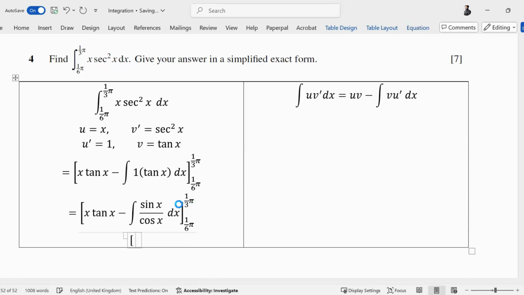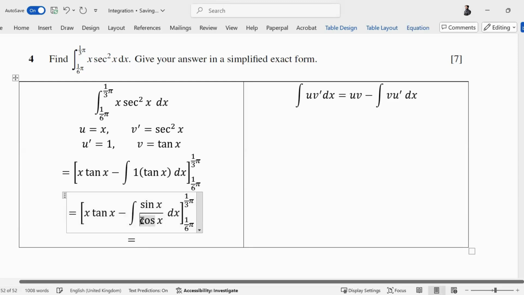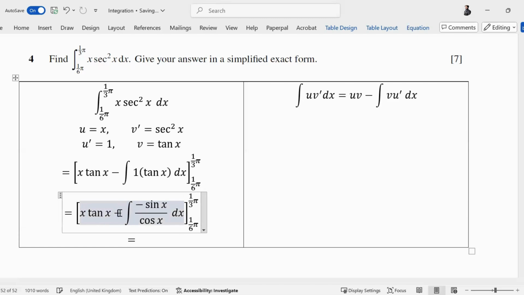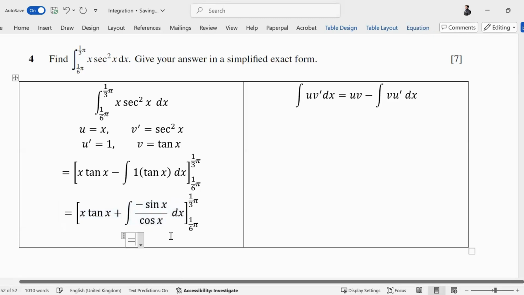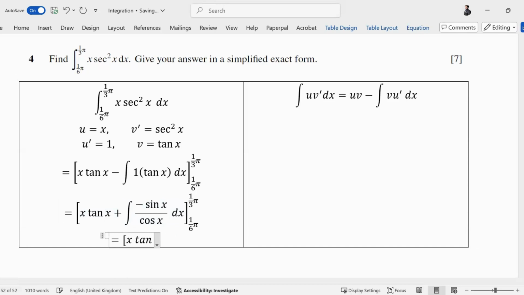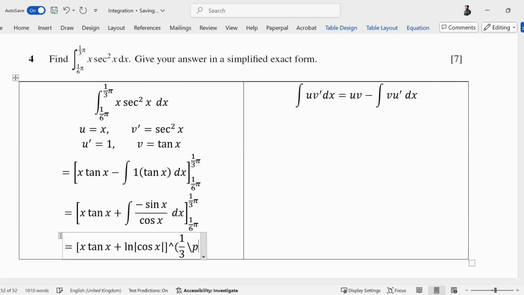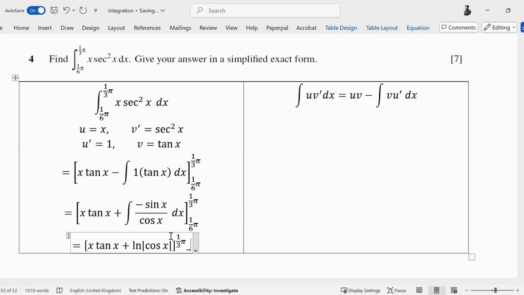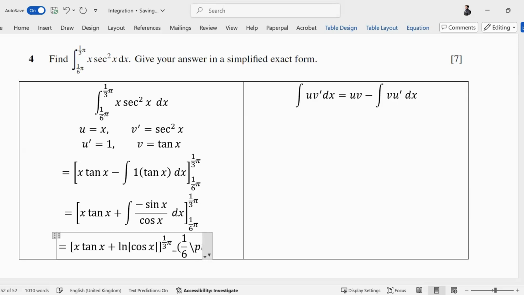Okay, now अब कैसे integrate करेंगे? Remember, the derivative has to be in the numerator, right? Cos x का derivative is negative sin x. I can write a negative over here in the numerator and another negative outside. या negative को multiply करूँ, so this is what I end up with, a positive sign. So this is now x tan x plus ln of cos x, and the upper limit is 1 by 3 pi and the lower limit is 1 by 6 pi.